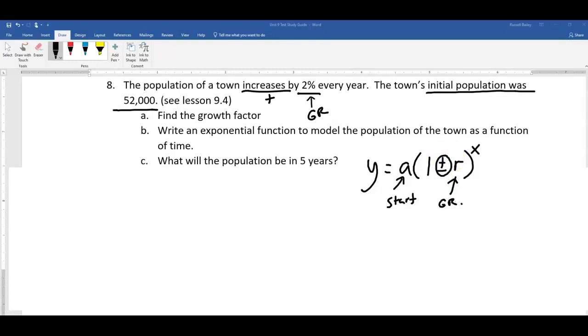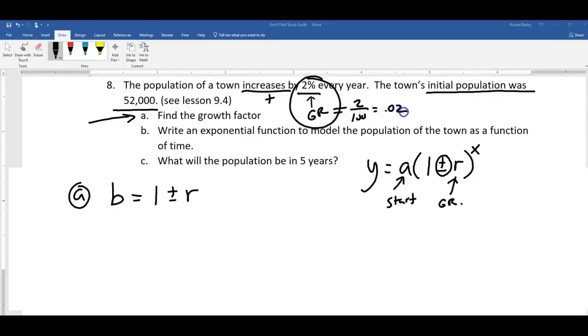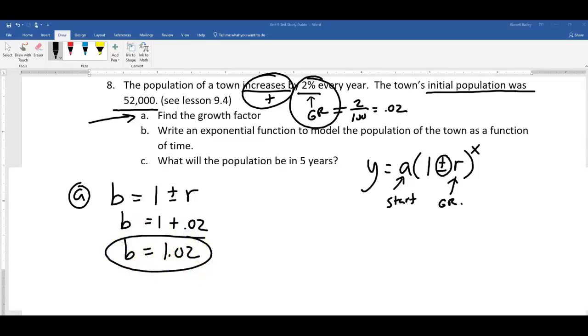All right. Well, first of all, let's start by finding our growth factor. As we've already mentioned, the growth factor, which is B, is equal to 1 plus or minus R. Now, we already know what the R is in this case. It's 2%, which, if you take 2 and divide it by 100, you can change it into a decimal, which is 0.02. We also know already that it's increasing, so that's a plus. And to find my growth factor, which is B, we simply need to add those two values together. So there is my growth factor.